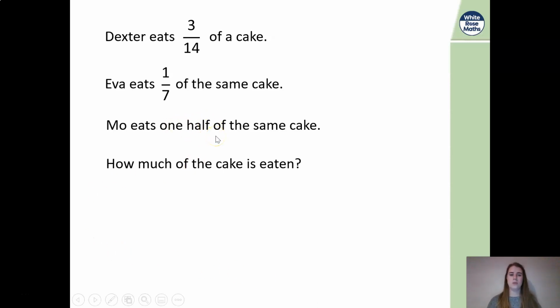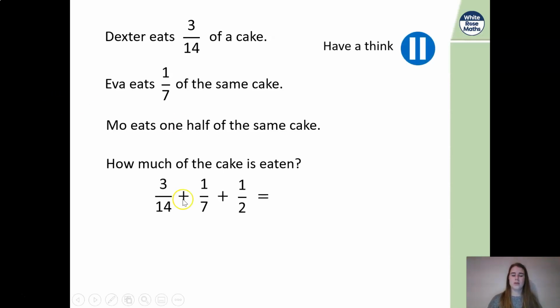Now, if we've got to work out what they've eaten altogether, what do I need to do to all 3 of those fractions? Good. I'm going to add them together. So we've got 3/14, 1/7, and 1/2.